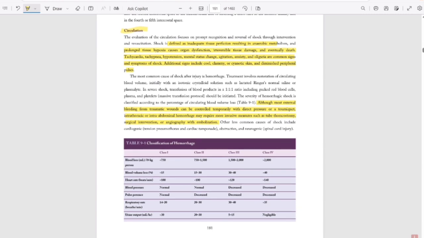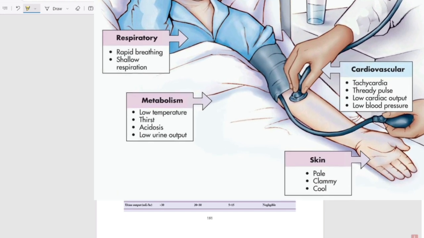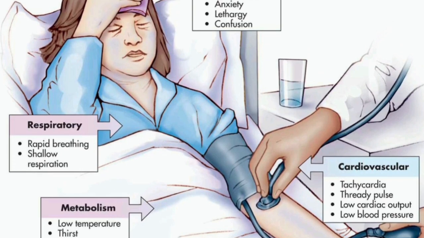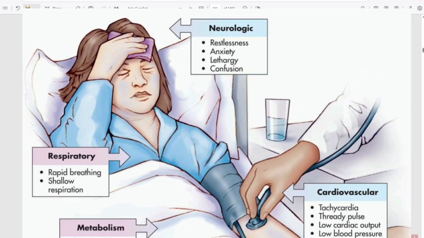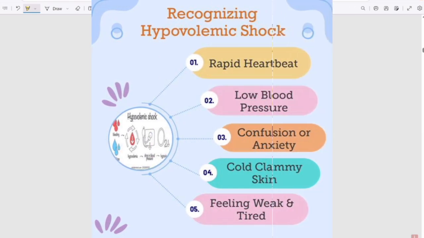And the next part is circulation. The evaluation of the circulation focuses on prompt recognition and reversal of shock. Shock is defined as inadequate tissue perfusion resulting in anaerobic metabolism, and prolonged tissue hypoxia causes organ dysfunction, irreversible tissue damage, and eventually death. Tachycardia, tachypnea, hypotension, mental status change, agitation, anxiety, and oliguria are common signs and symptoms of shock. Additional signs include cool, clammy, or cyanotic skin and diminished peripheral pulses.